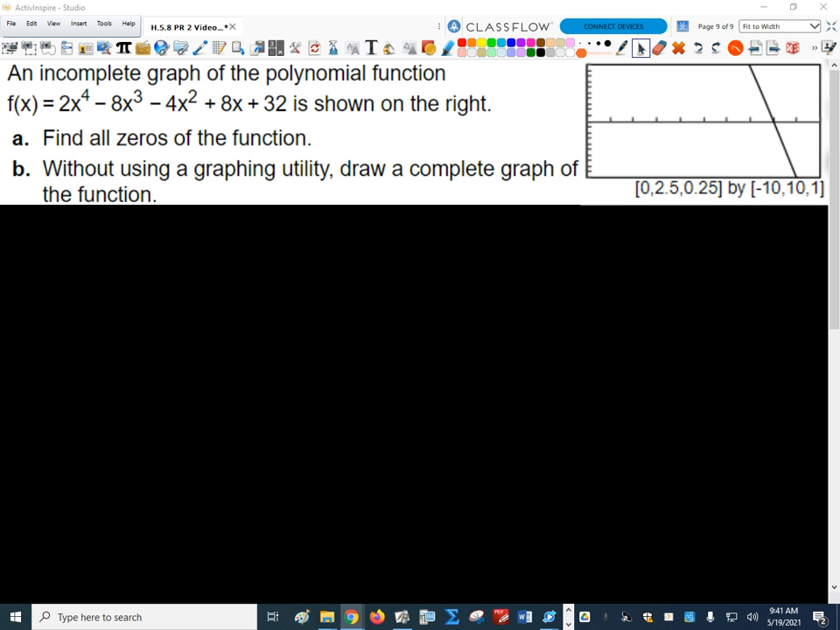Here's what it's telling me. It's telling me that it's going from 0, right there, to 2.5, right there, and it's going in increments of 0.25. Okay, and then the other one is telling me that it's going from negative 10, oh, come on.